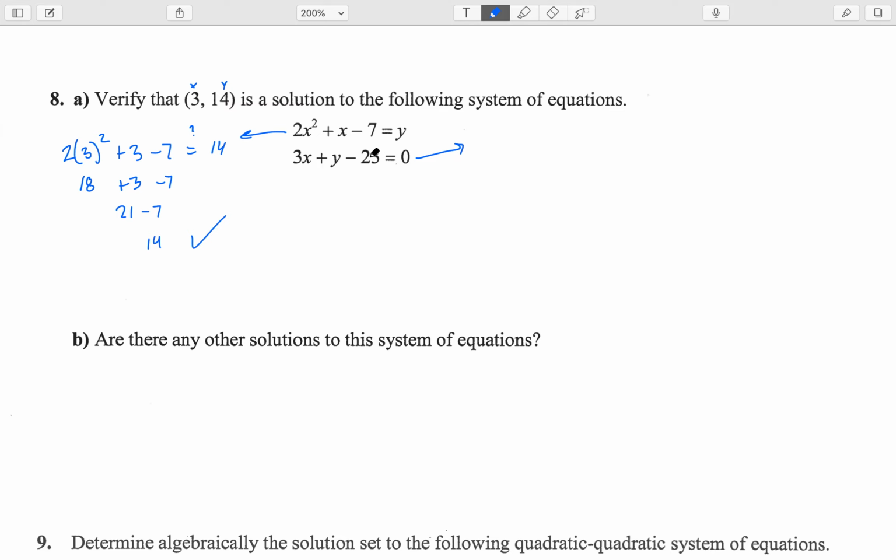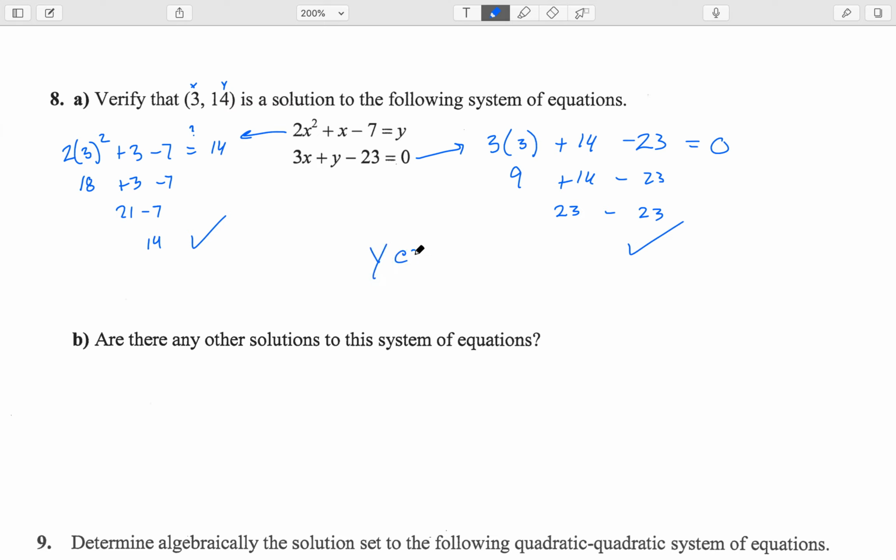Okay, now hang on. Does it work in the other one as well? I should have gone with this one because this one is the easier equation. Okay. 3x, x is 3, plus y is 14, minus 23 is equal to 0. 9 plus 14 minus 23. This is 23. Hang on. This works. Yes, it does.